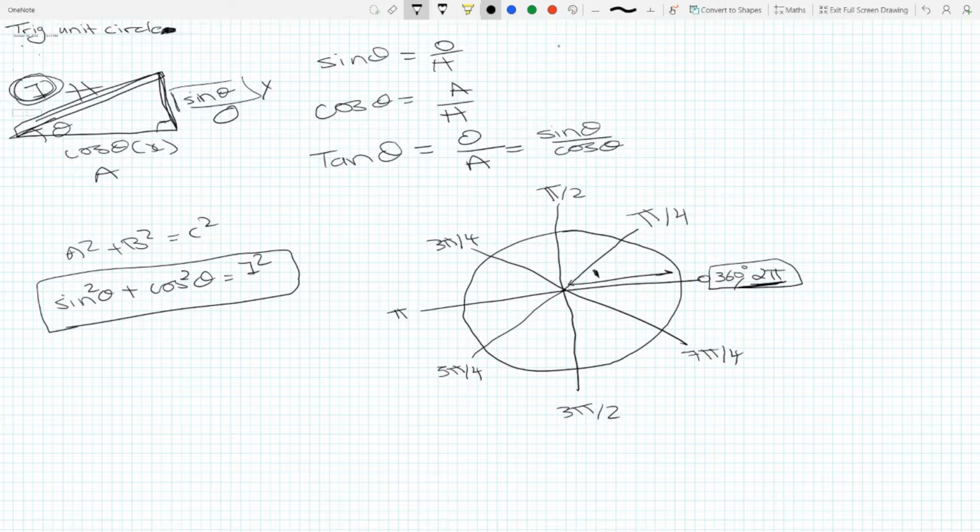Okay? There's also another angle that you could introduce here. What happens when you divide 90 by 3?